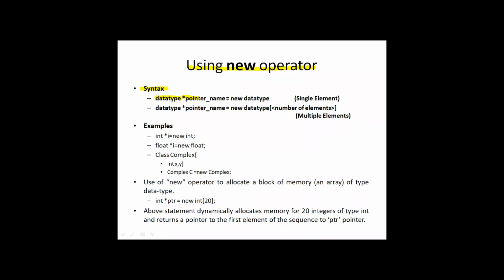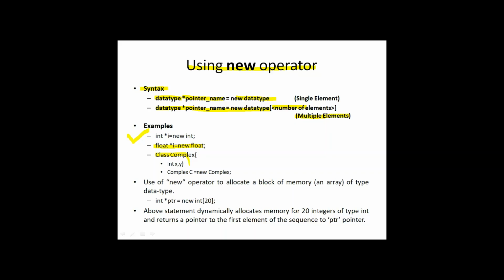Now the syntax: data type, star, pointer name, is equal to new data type for a single element. And data type star pointer name is equal to new data type with the number of elements, for multiple elements. From the examples we can see int star I is equal to new int: we have allocated memory of type integer and the pointer name is I. Similarly, we can create a float type pointer and memory allocation using the new operator.